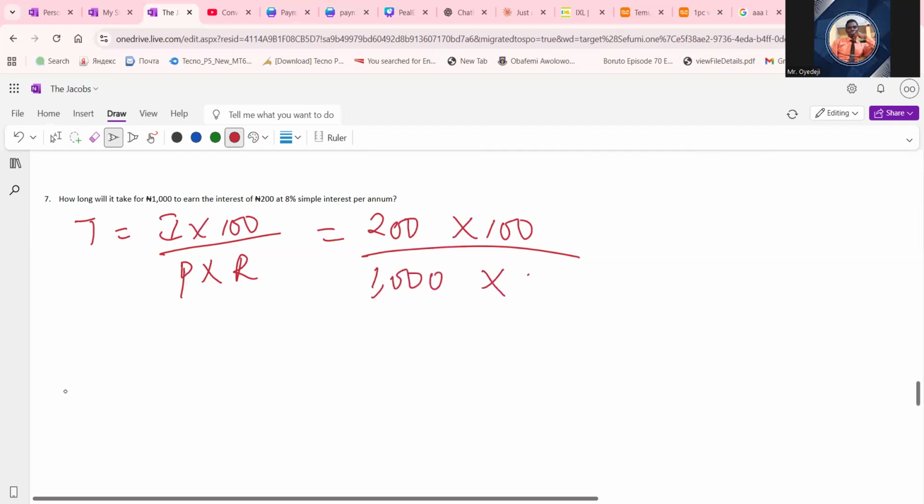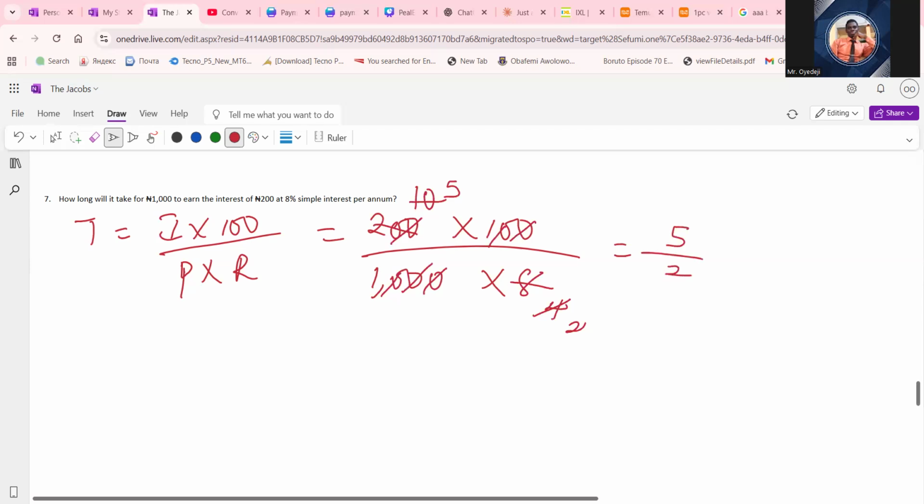So we can do 0 cancel 0, 0 cancel 0, this 0 cancel 0. 2 here is 4. 2 in 20 is 10. 2 here is 2. 2 here is 5. So our answer is 5 over 2.